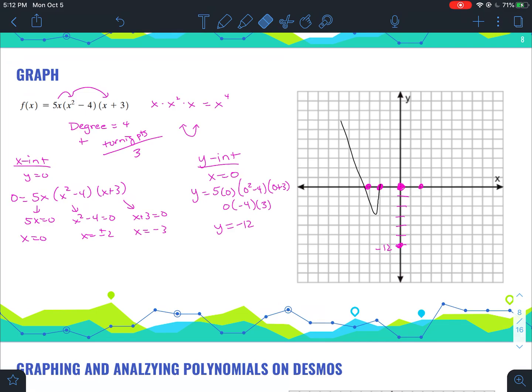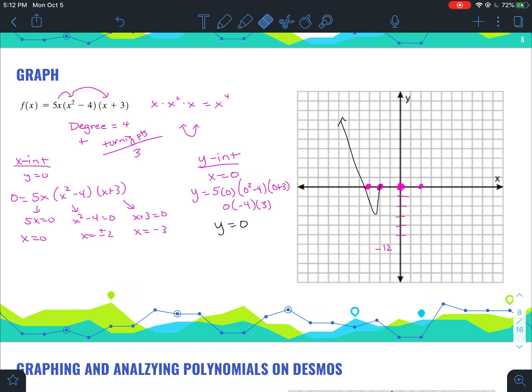Wait a second. F of x, so we have 0, x squared minus 4, and 3. Why does it have 2 points there? So 0, oh, because it's 0 times everything. So the y-intercept is 0, not negative 12, because it's 0 times negative 4 times 3. So the y-intercept is 0, so we're still okay.